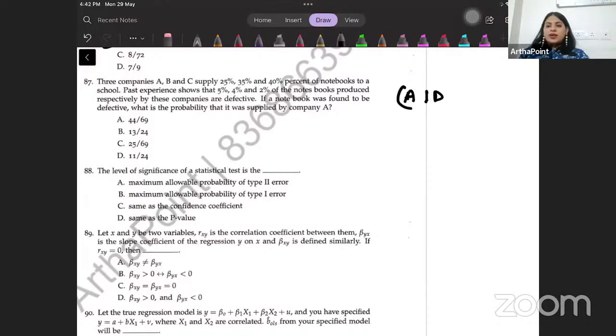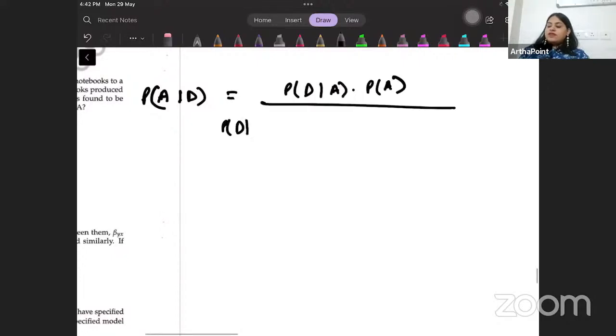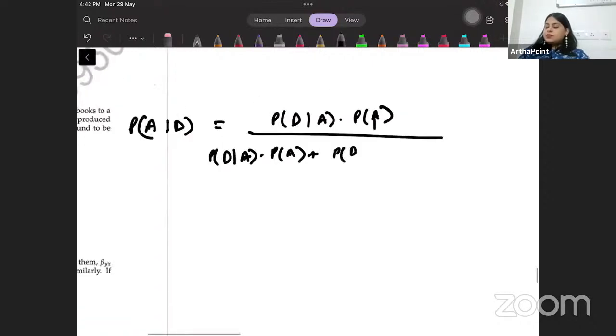Just use Bayes rule, beta. This is very simple. You're supposed to use Bayes rule. So probability of D given A into probability of A, upon probability of D given A, probability of A plus D given B, probability of B plus D given C, probability of C.